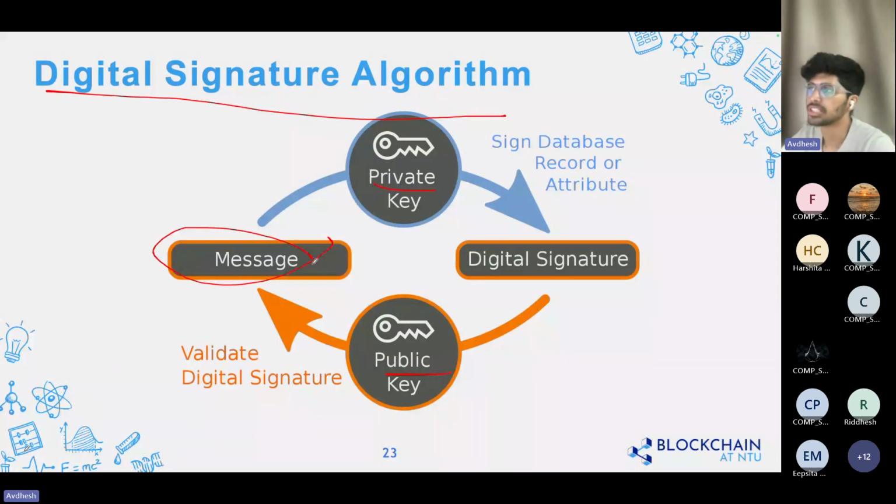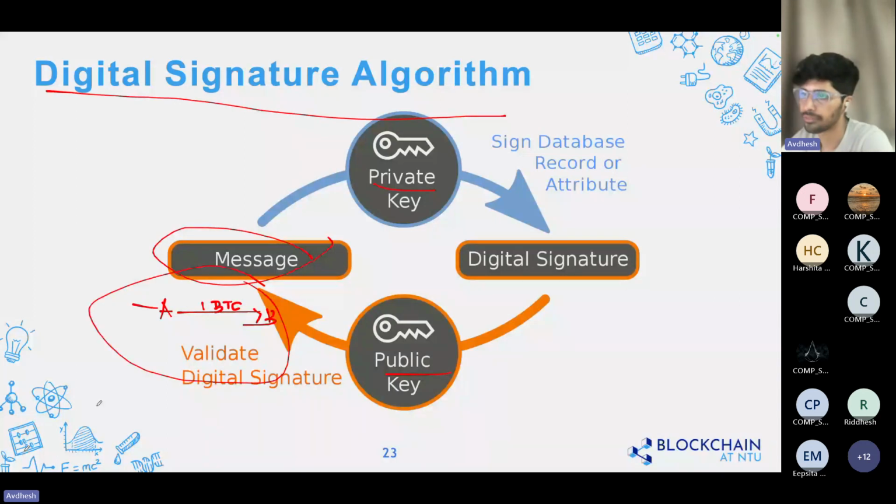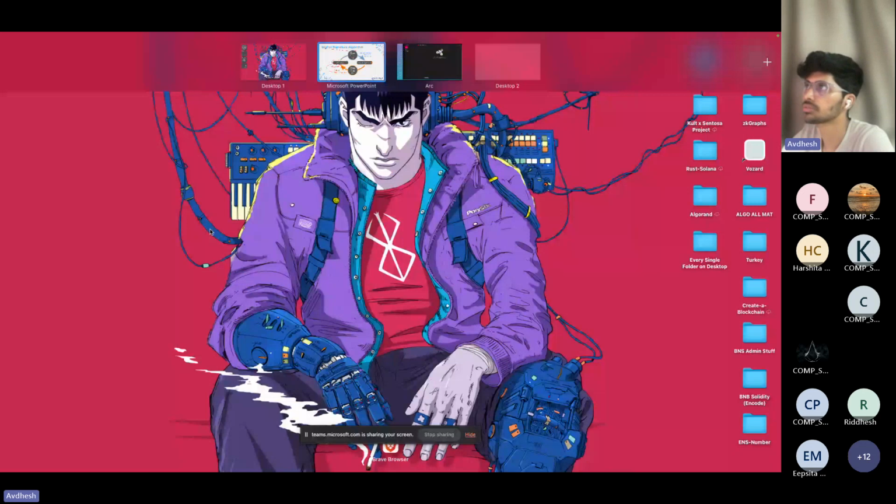So if we have a message here, let's suppose Alice is sending Bob 1 Bitcoin, BTC. Okay, so this is the message. This is the transactional message we have.